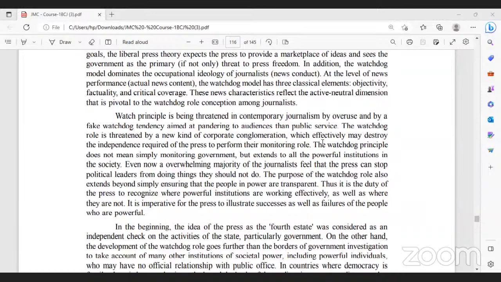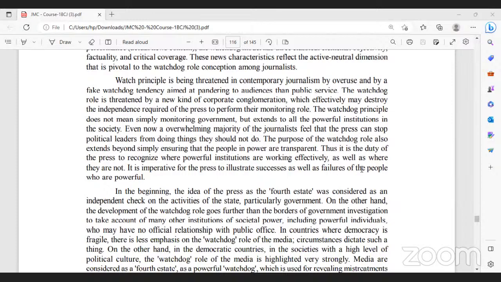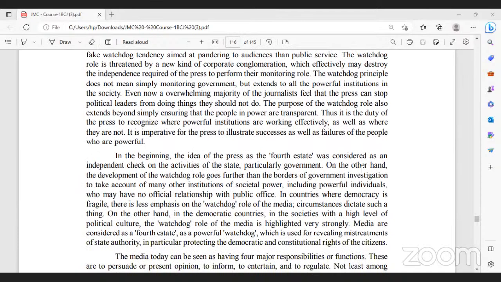We have to understand that the purpose of the watchdog also extends beyond simply ensuring that the people in power are transparent, but it is the duty of the press to recognize where powerful institutions are working effectively, as well as whether they are performing their roles perfectly or not.